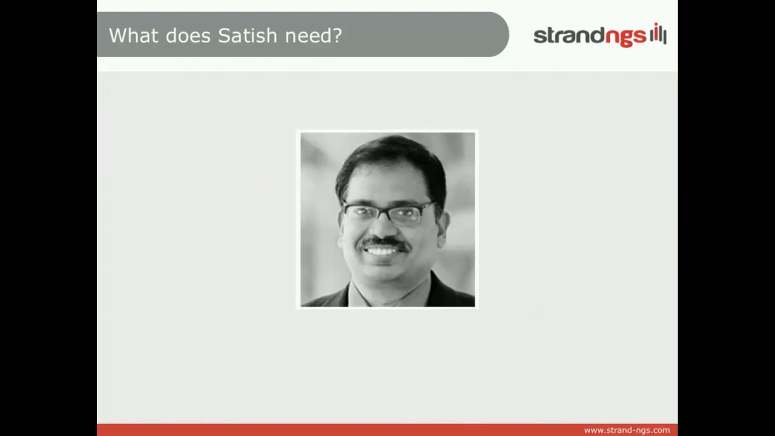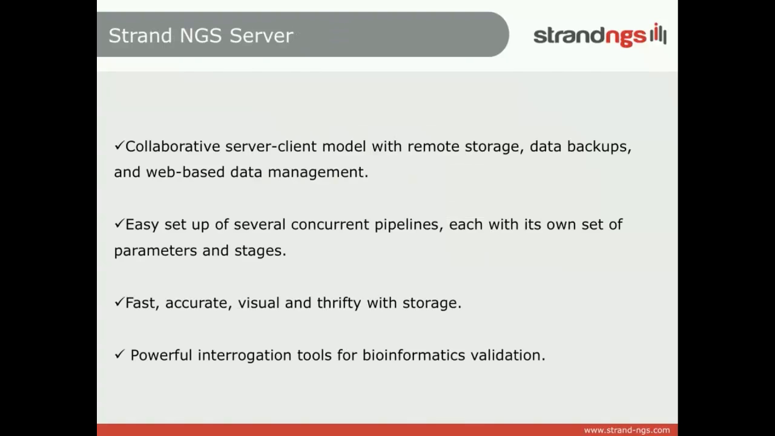So what does Satish need? He needs Strand NGS Server. Strand NGS Server has a collaborative server client model with remote storage, data backups, and web-based data management. It enables the easy setup of several concurrent pipelines. Each pipeline can have its own set of parameters and stages. Every pipeline is fast, accurate, visual, and thrifty with storage. And finally, Strand NGS Server has powerful interrogation tools for bioinformatics visualization and validation.